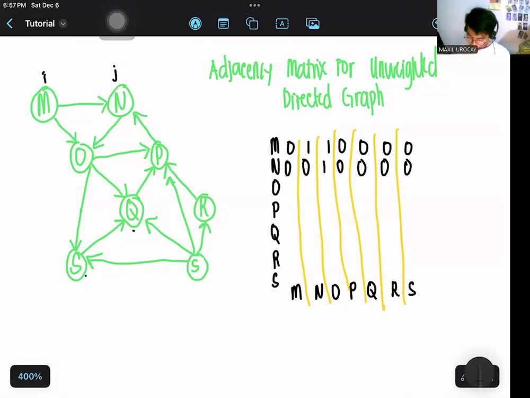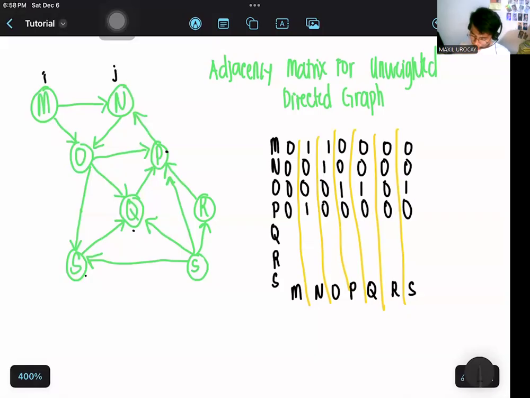Now, for O, O goes to S, goes to Q, and goes to P. So we can update OS, OQ, and OP. So OS is 1, OQ is 1, and OP is 1. So therefore the rest will be marked as 0. What about P? P is pointing to N alone. So P going to N is the only adjacency here. So we can mark that as 1 and the rest will be marked as 0.